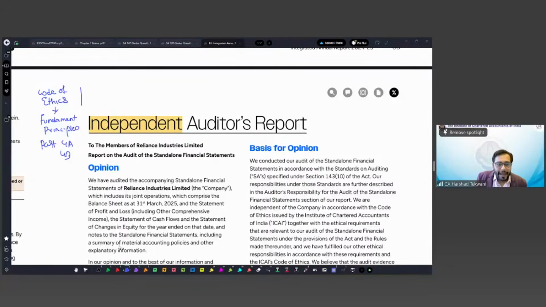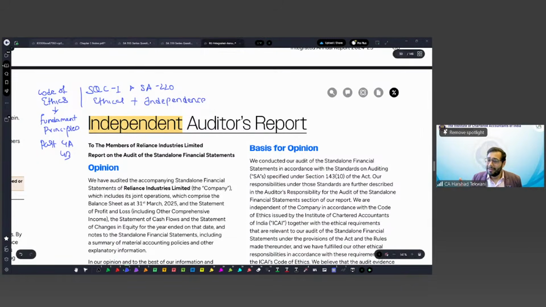Now, second, as you correctly said, it was SQC1 and SA 220. Now, what was the requirement in SQC1, SA 220? Ethical requirement plus independence. Remember that we discussed? These are the important marks of quality. Independence is that mark, and that's why I told you that every place we will go back and do a revision of this particular topic. That's why your audit reports start with the term independent. So always remember these things.